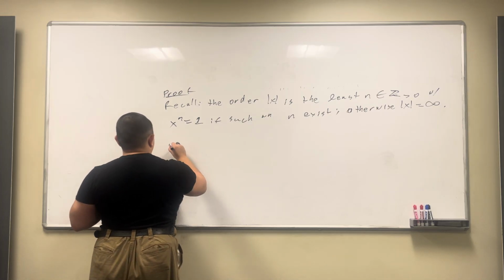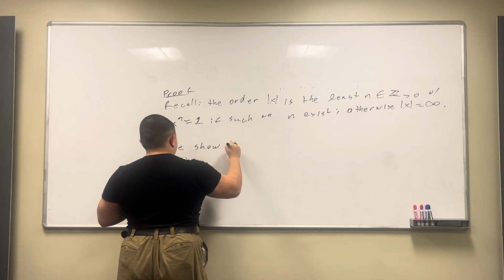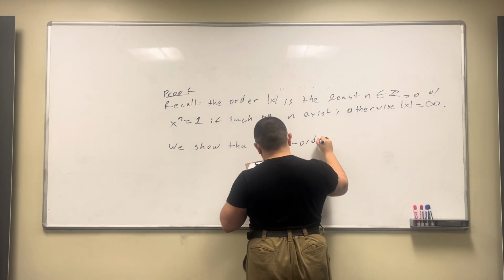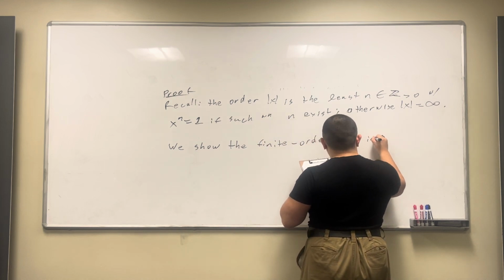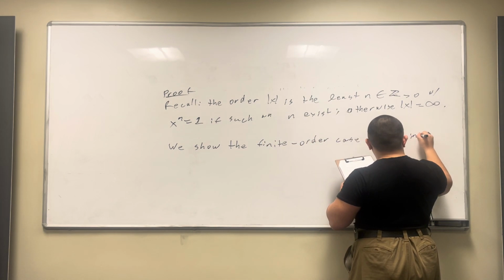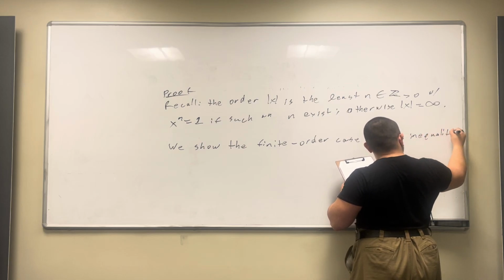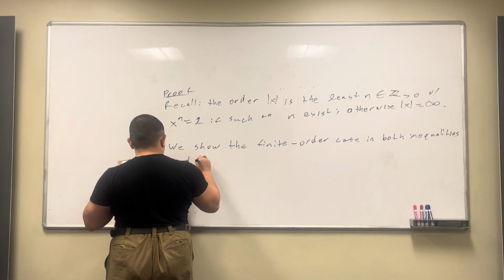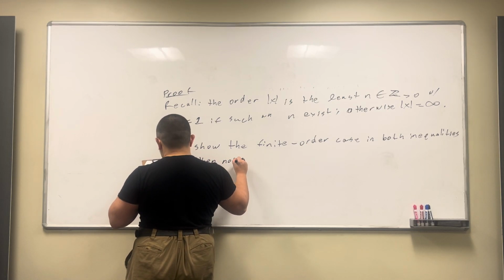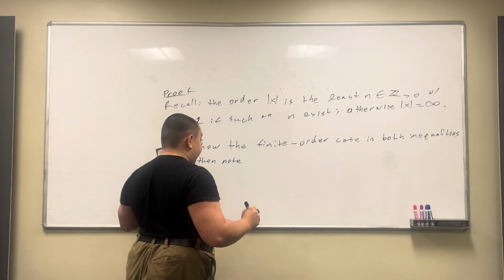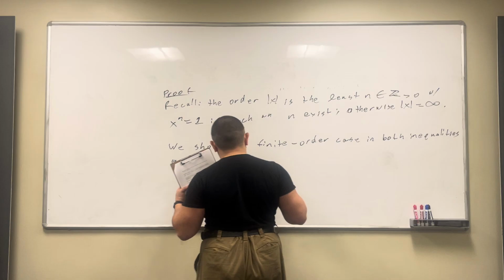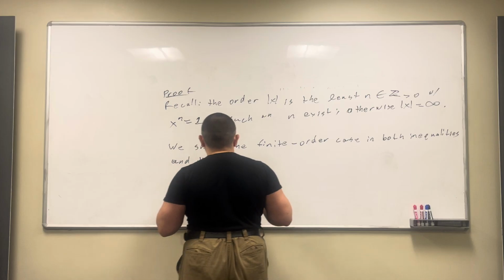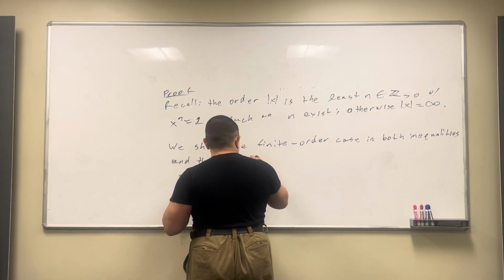so we want to show the finite order case in both inequalities and then note the infinite case. Yeah, because we have to go over both the finite and infinite case. Otherwise, we're not doing what the question is asking. So then note the infinite case.